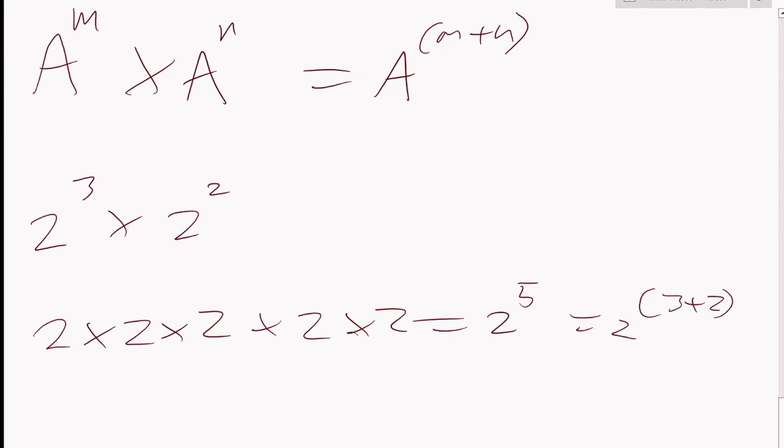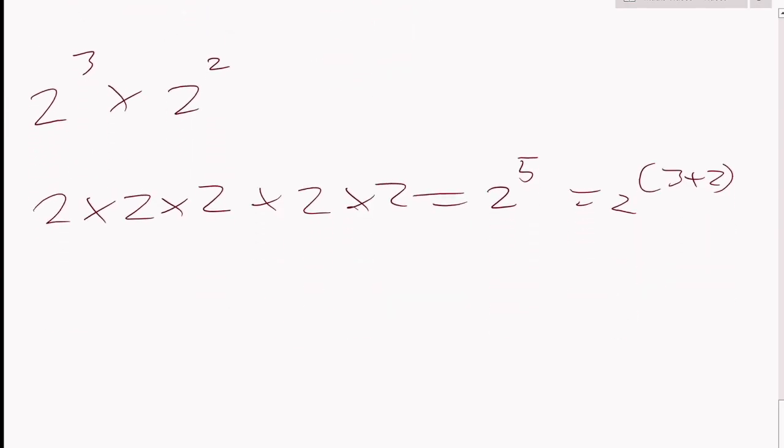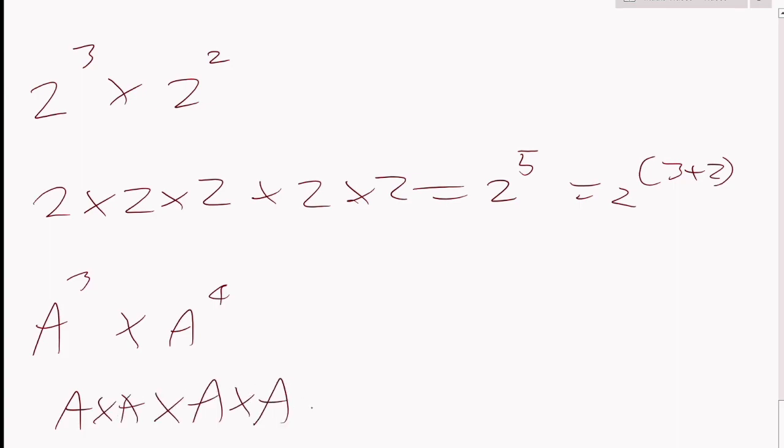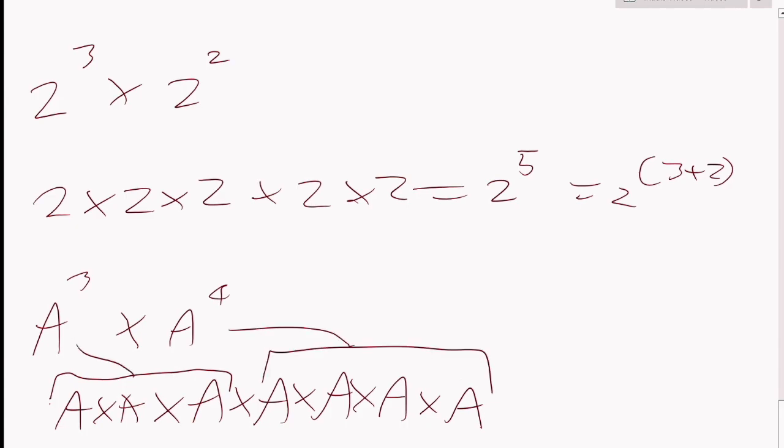That's what it is. So equally, if I have a cubed times a to the 4th, that's just going to be a times a times a times a times a times a times a, where there's your a cubed, there's your a to the 4th, and the whole thing is a to the 7th, which, as we know, is a to the 3 plus 4.